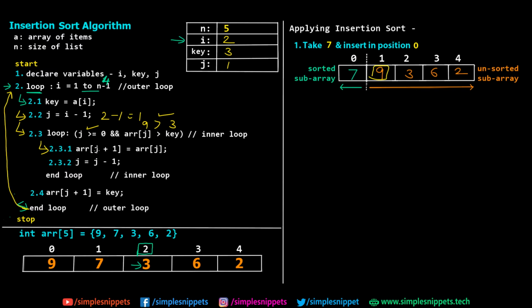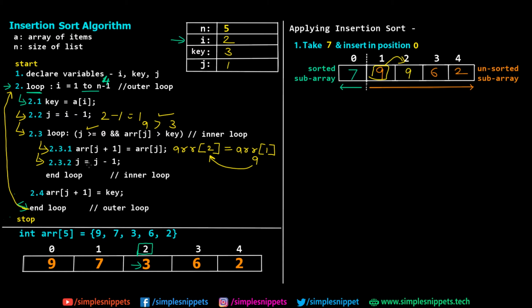Here we say ARR of j plus 1 equals to ARR of j. So j value is 1. So 1 plus 1 is 2. So ARR of 2 is equal to ARR of 1. Right? So let's see in the updated value what are the things that are changing. What is ARR of 1? 9. Right? What is ARR of 2? 3. So 9 is being transferred at this position. So 9 is being shifted at ARR of 2 location, right? So if you can change this and make it 9, okay?